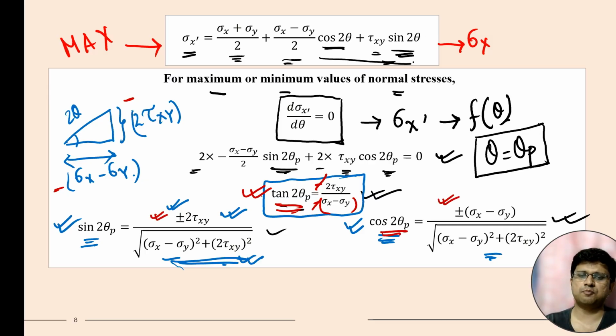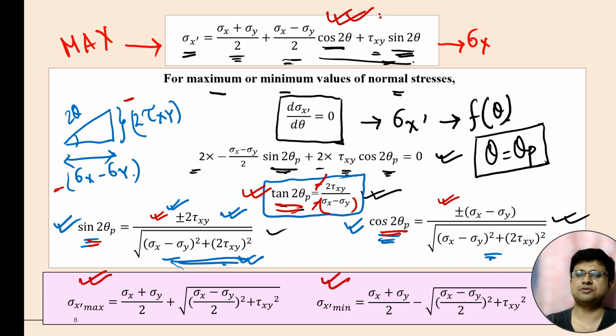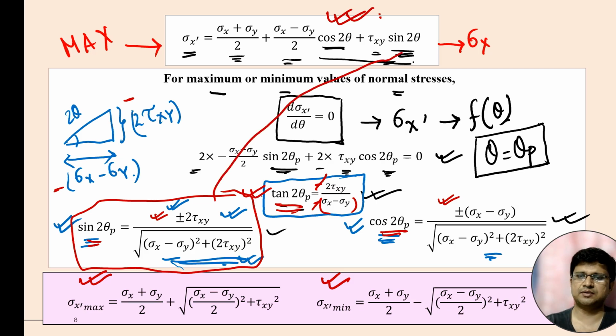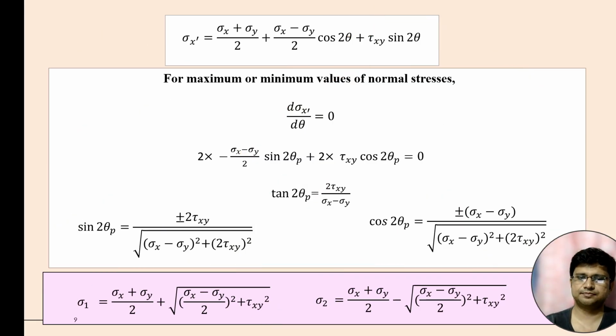And if we put this value of cos 2 theta p and sin 2 theta p in this particular equation, then we will get the value of maximum normal stress and minimum normal stress. This is a very simple equation. If we put this value of sin 2 theta p in this position, and this value of cos 2 theta p in this position, then after doing all the calculation, we will get the value of maximum normal stress and minimum normal stress. So this is a simple calculation.